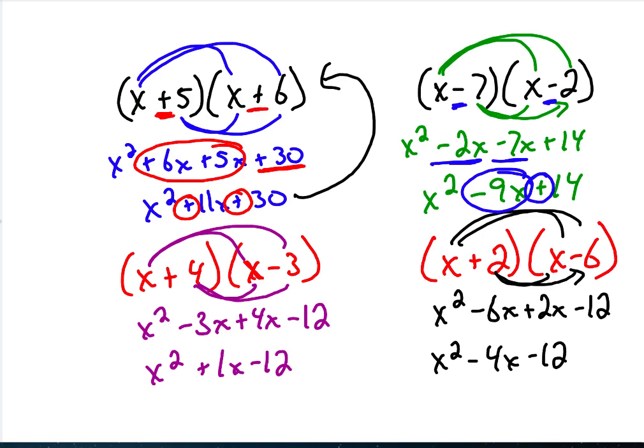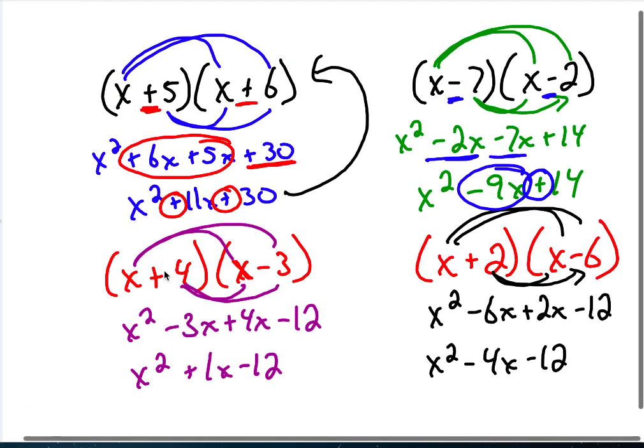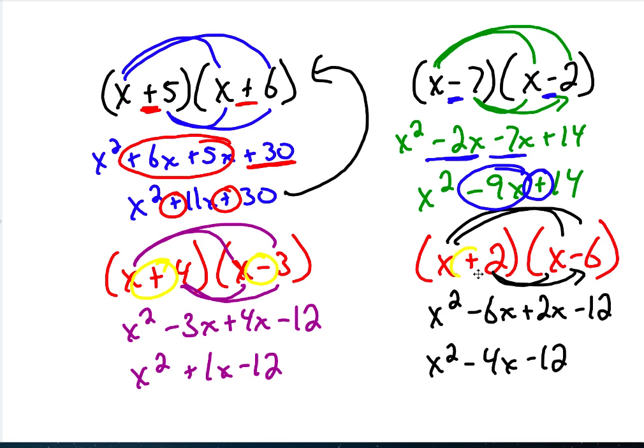For the bottom two, this is where we have one of each. I have an addition and a subtraction in each of them. You'll notice, look at the last term, it's always a negative, okay? Because a positive times a negative is going to give me a negative. But the middle term can be different, depending on which of the terms was larger. In the first one, 4x was bigger than negative 3, so I got a positive one. In the second one, the negative 6x was bigger than the positive 2, so I ended up with a negative term.